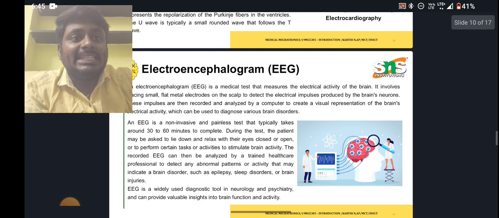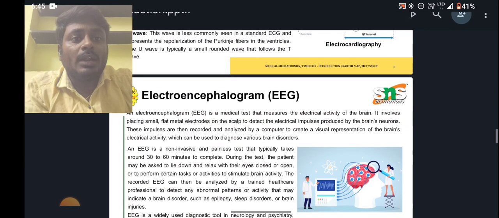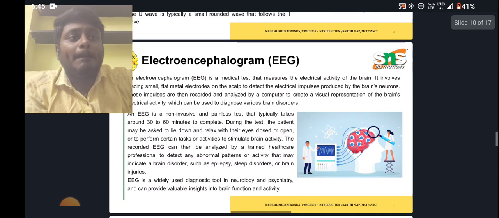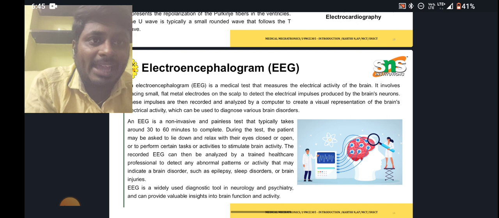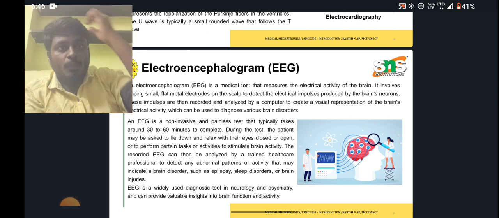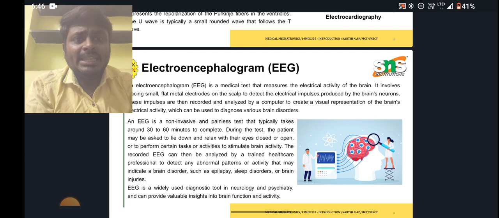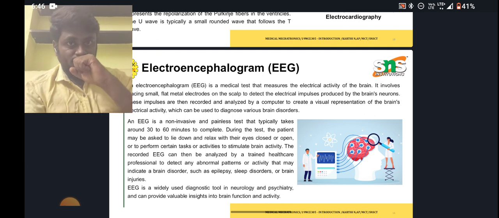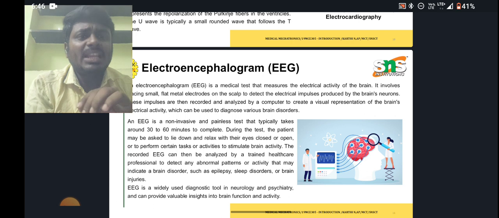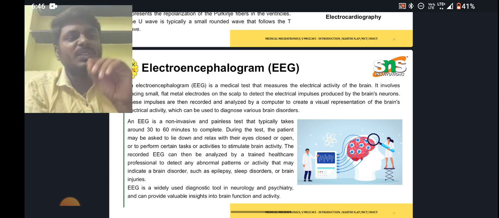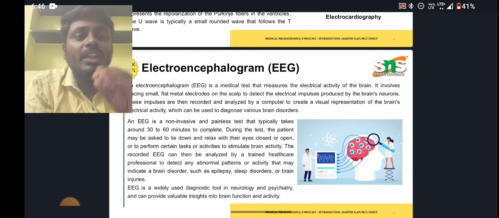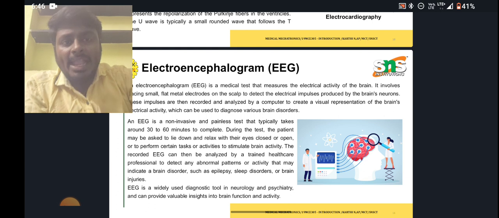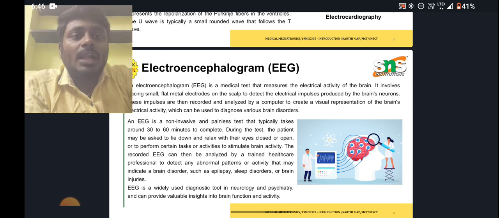And followed by the EEG, which is nothing but electroencephalogram, that measures the electrical activity of the brain. It involves placing small flat metal electrodes on the scalp to detect the electrical impulses produced by the brain's neurons. These impulses are then recorded and analyzed by a computer to create a visual representation of the brain's electrical activity, which can be used to diagnose various brain disorders. An EEG is a non-invasive and painless test that typically takes around 30 to 60 minutes to complete.